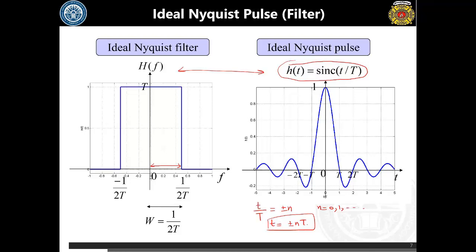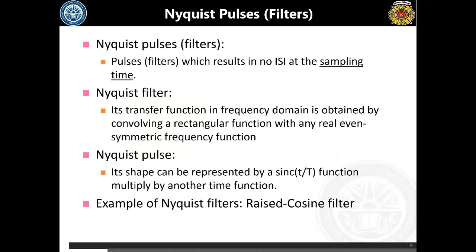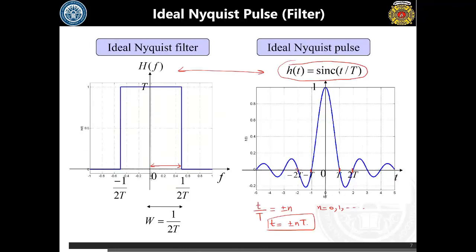Now if you draw the sinc, you can easily see that this sinc has the first zero crossing at capital T, the second zero crossing at 2T, and so on. Similarly on the other side, minus T, minus 2T, minus 3T, and so on up to minus infinity. So it is a sinc which has the zero crossings at the integral multiples of capital T.